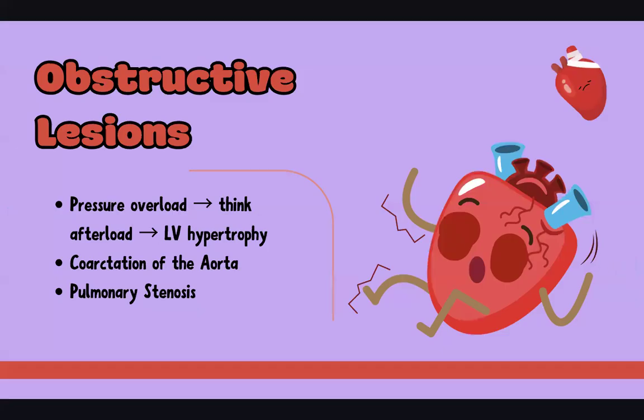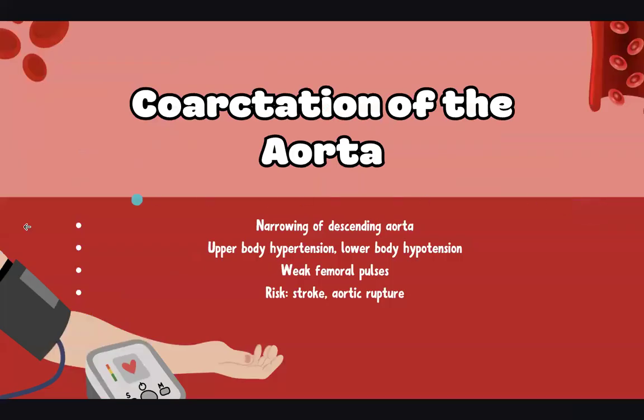All right, into obstructive lesions. These are our pressure overload issues. So again, we're thinking that afterload. You can have left ventricular hypertrophy, sometimes even right ventricular hypertrophy. But the two main ones are going to be coarctation of the aorta and pulmonary stenosis.